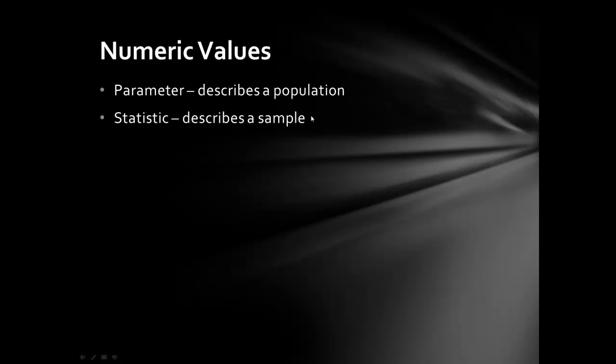Now, a statistic describes a sample. So it describes that subset of the population. And typically we work with statistics because, again, we don't have access to the population, so we don't typically have parameters at our disposal. So a statistic, just like a parameter, is a numeric value, but it describes a sample, not a population.